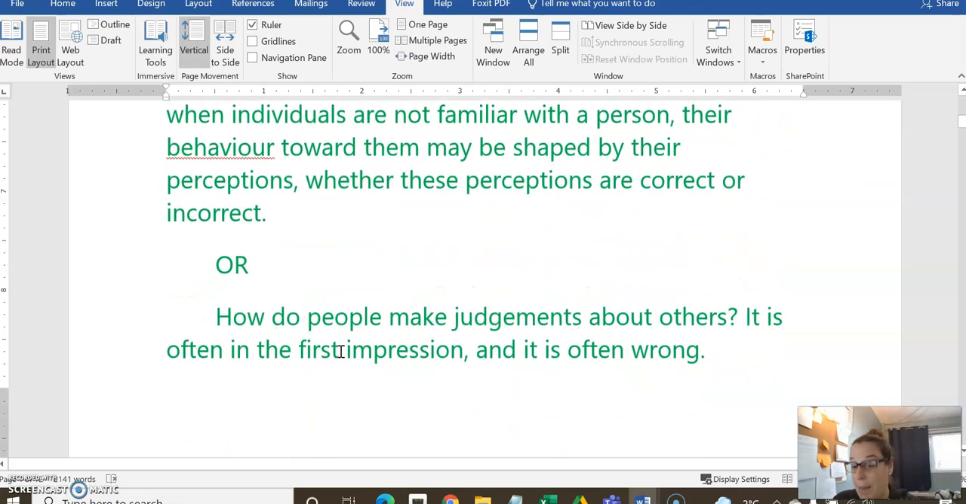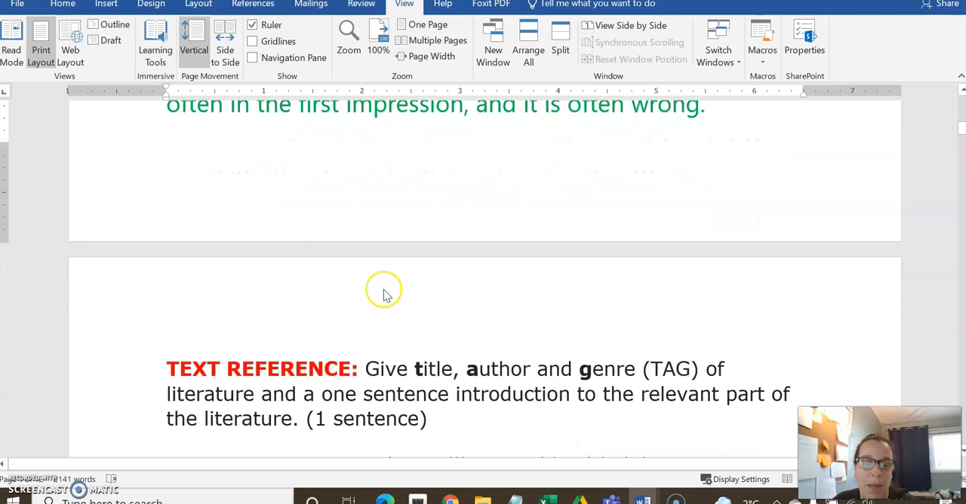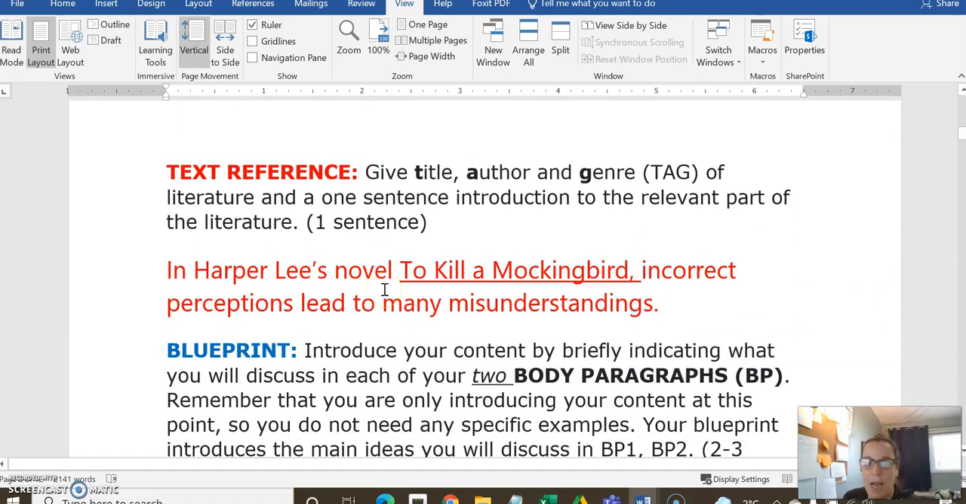I've created another example that could possibly be used here as a question. So how do people make judgments about others? It is often in the first impression, and it is often wrong. So I'm really setting it up to say, I'm going to be talking about how first impressions can often be wrong. Okay. The next part is the text reference, okay?